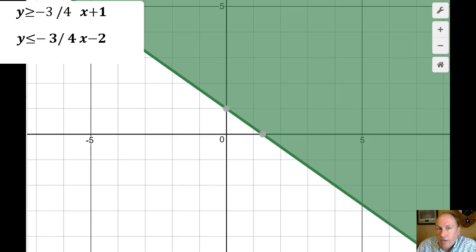So let's go ahead and tackle the second one. The second one is y equals negative 3/4 x minus 2. It's got a y-intercept of negative 2, 0, negative 2.